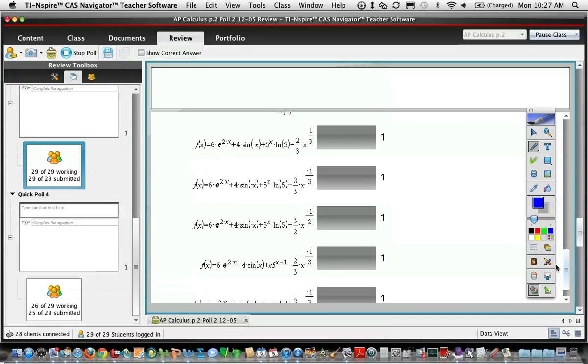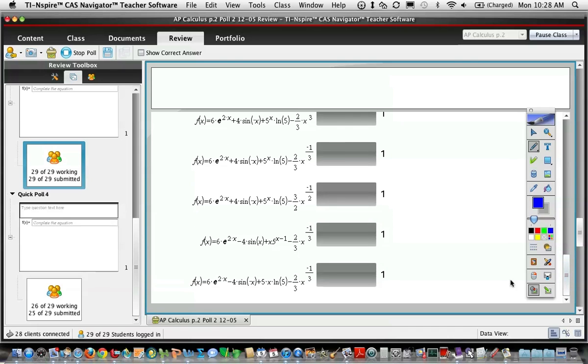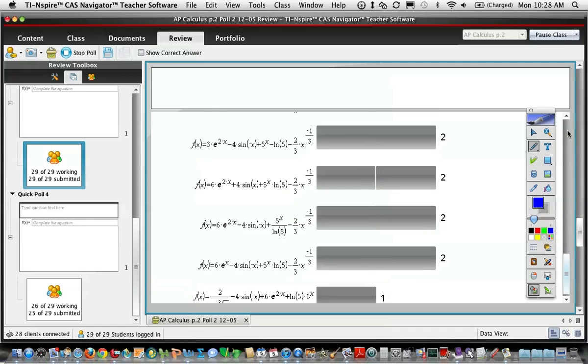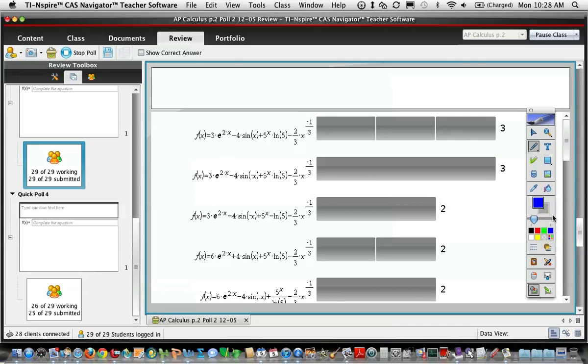Hey, what about that one? This one has a plus on the 4 sine negative x. Okay, different. That one has a plus. What's that, the one right there? No, no. That says 5x instead of 5 to the x. I don't think any of them are right. That one right there, the fourth one down. It says plus 4, there's the one.